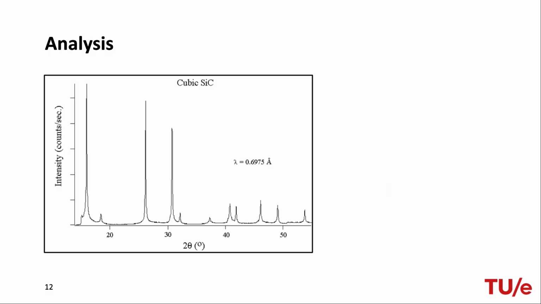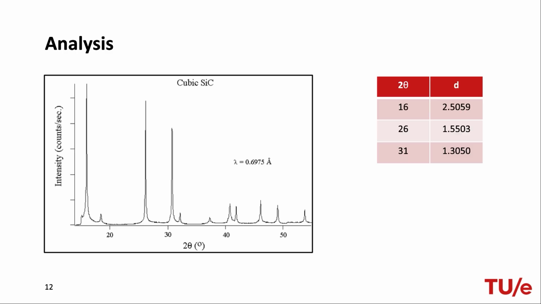The resulting plot depicts the intensity of the signal for various angles of diffraction at their respective 2 theta positions. These peaks correspond to very specific values of spacing between the crystals or atoms in the sample that can be calculated via Bragg's law. These values were calculated and shown in the table here.